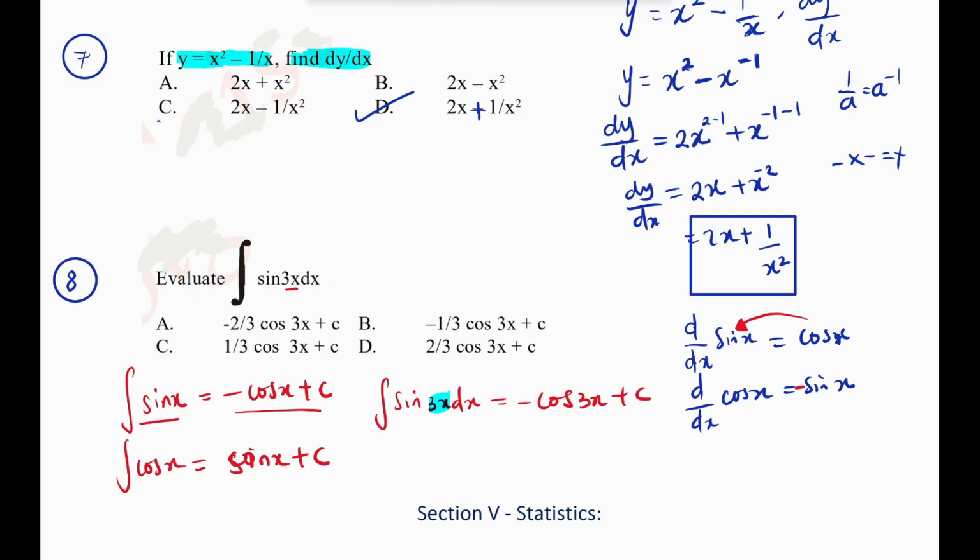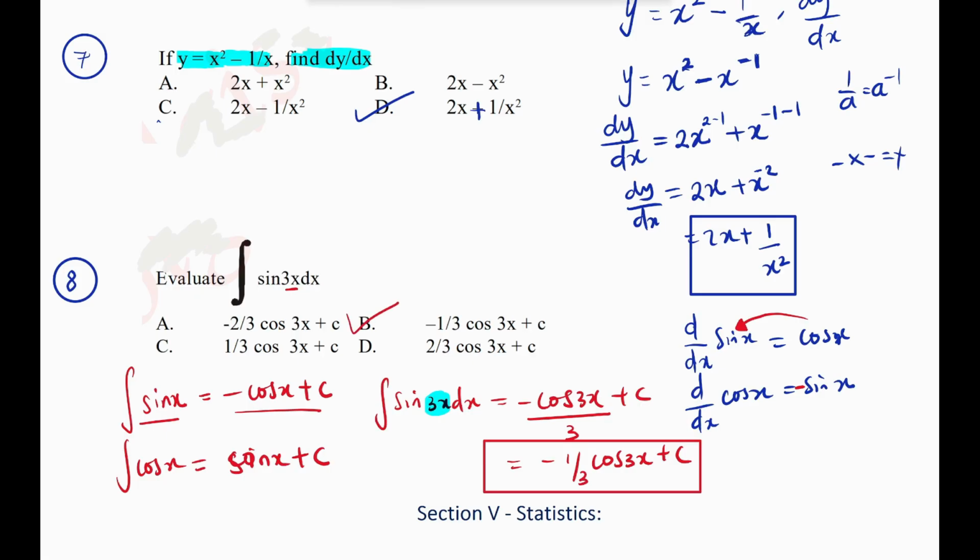But then you now have to do something. Because this is 3x and not x, it's more or less like a chain rule. We call it the reverse chain rule. So for the constant attached to x here, all you have to do is divide this whole thing by that constant. The constant here is 3. So divide your cos 3x by 3, and we got our answer. We can rewrite this as minus 1 over 3 cos 3x plus c, and that is the answer to this question. So that will be option B, right?